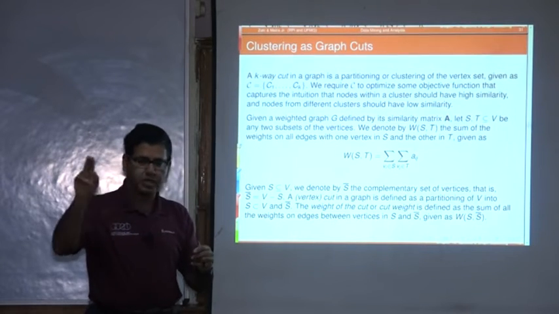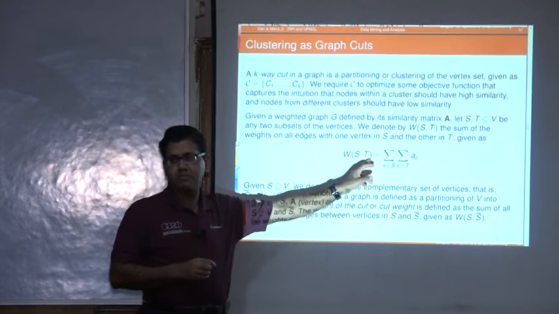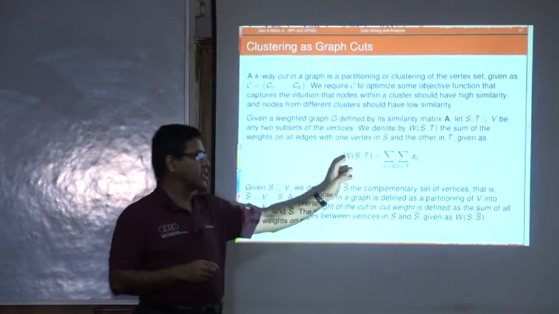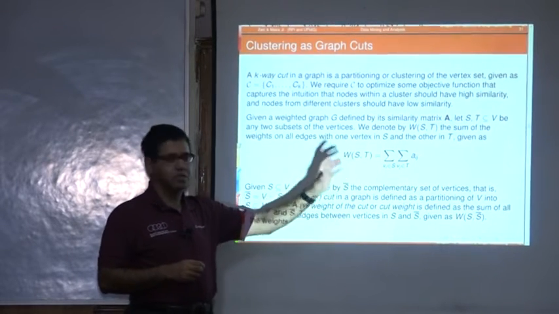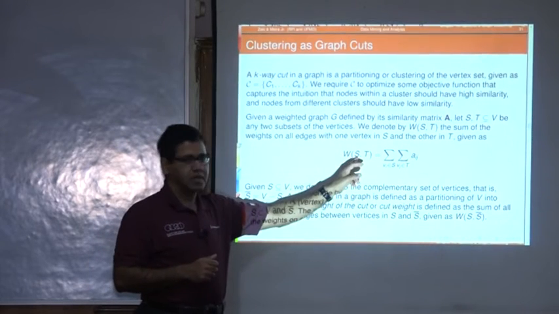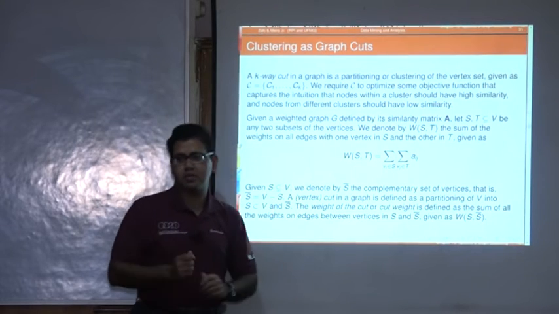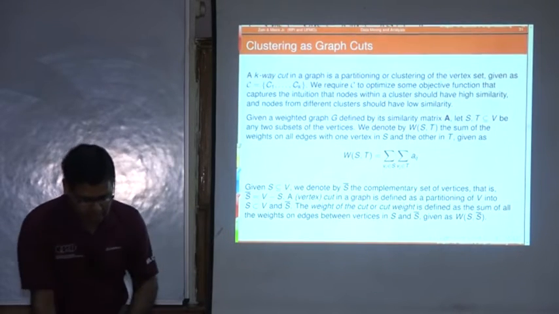And I'm looking at the weights of the similarities for the edges between S and T. That's the basic understanding of this big W. So the weight function basically says what is the weight where I take one vertex from S and one from T, and I add them all up, all such pairs.